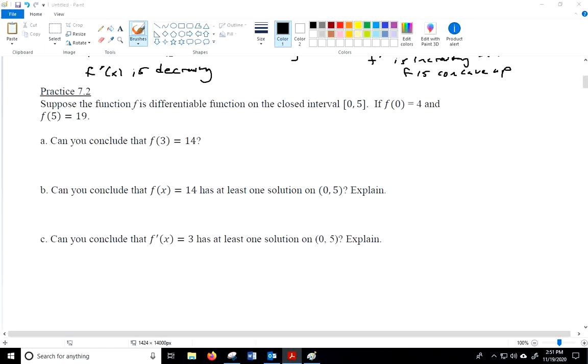All right, can you conclude that f of 3 is equal to 15? Well, no, I don't have any information about that, right? I know f of 0 is 4 and f of 5 is 19, so no. We cannot conclude this.